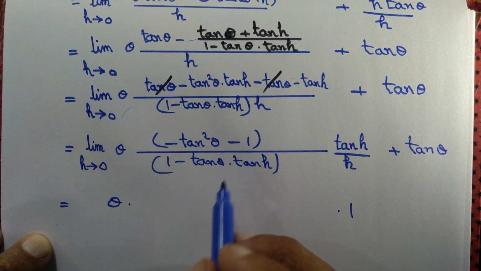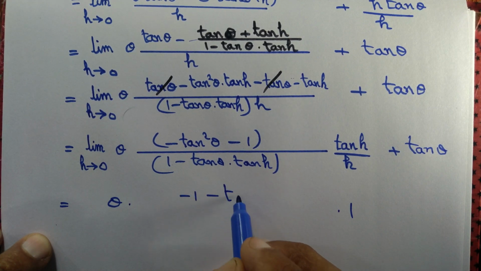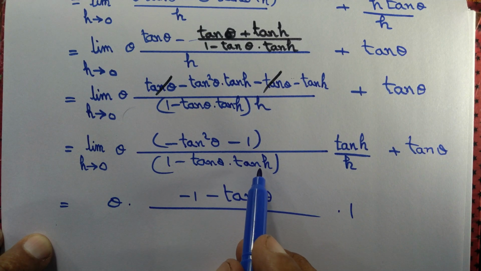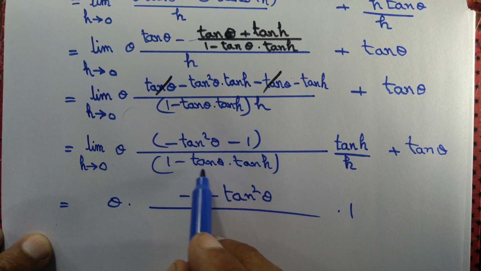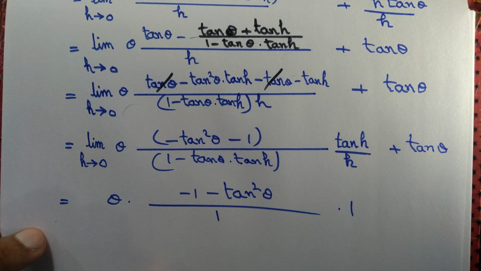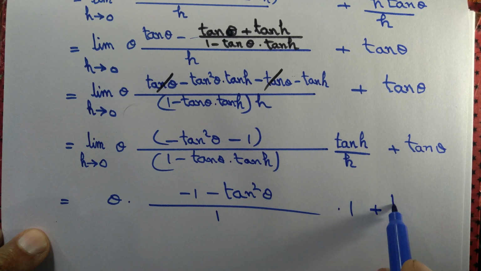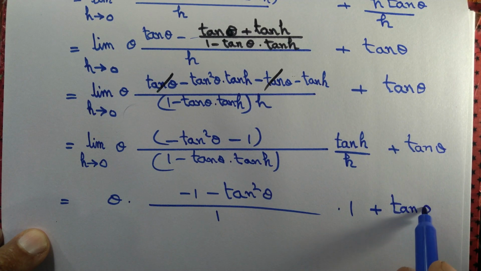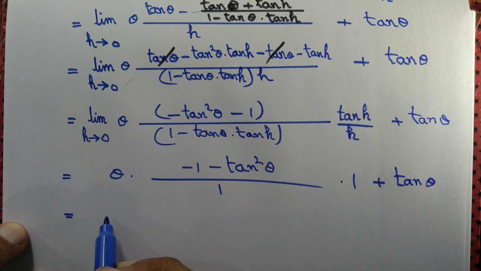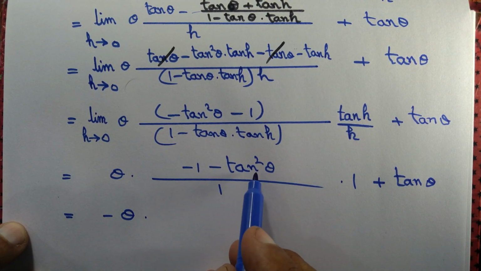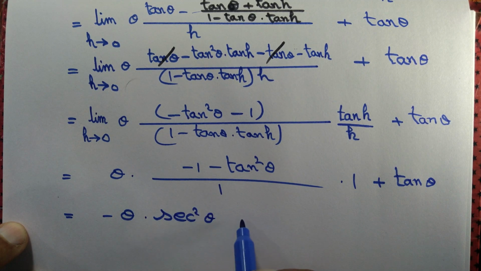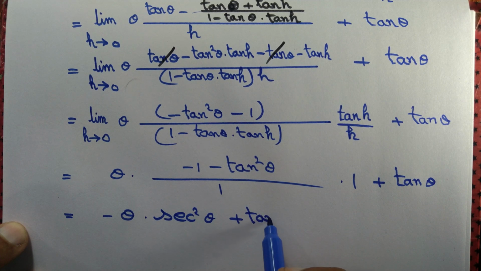How about this one? We write as it is, minus 1 minus tan square theta divided by, as h tends to 0, tan h also tends to 0. So this whole expression will simply just tend to 1, plus tan theta we write as it is. Can we simplify this expression? Of course, yes. If I take minus common, then I am left out with 1 plus tan square theta, that is sec² θ, plus tan theta. That's the final answer.